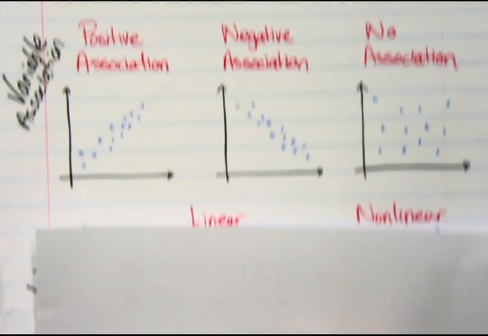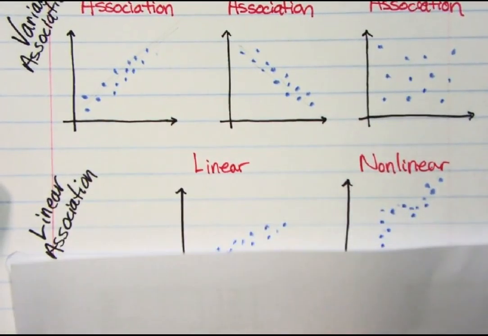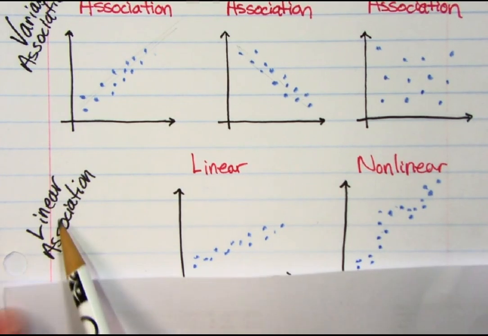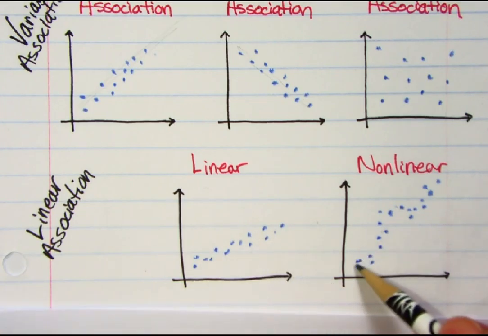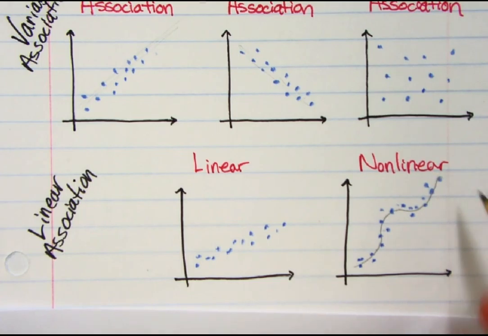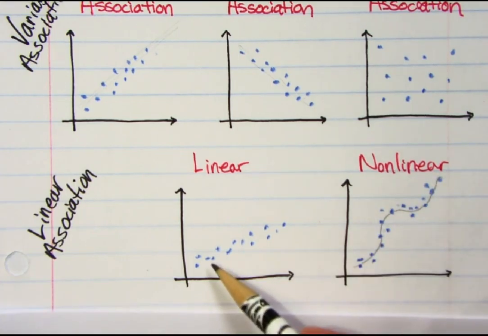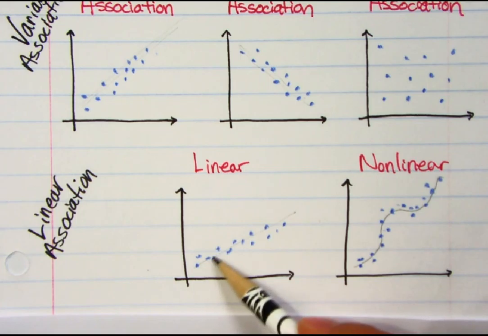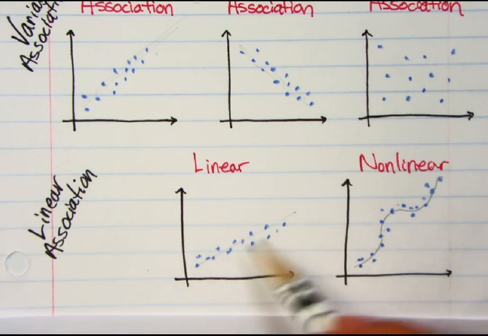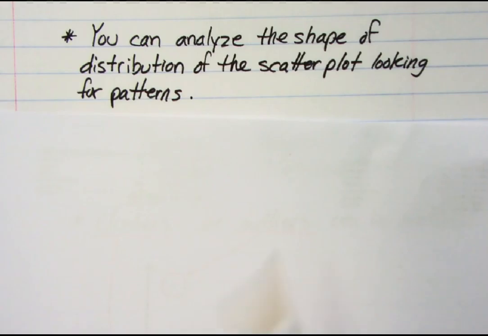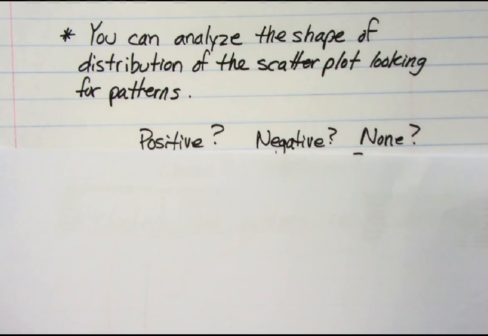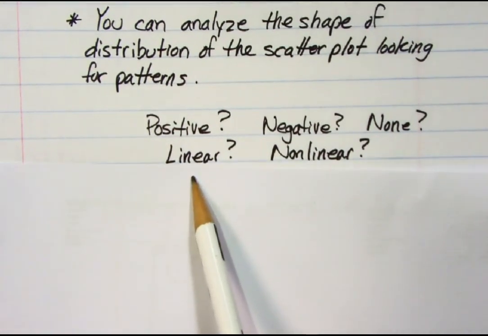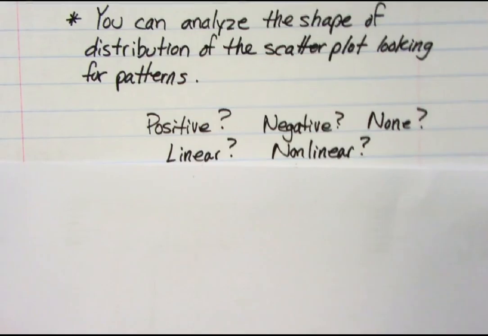And then the other 2 ways you can describe this is, do they have linear association? Are they linear? Does it kind of create a straight line? Or are they not linear? If you notice here, it's kind of all over the place. So no, it's not linear, versus yes, this is linear. They don't all have to touch the line, but they're starting to create a pattern that looks like a line. So you can analyze the shape of the distribution of a scatter plot by looking for patterns. Is it positive, negative, or none? Is it linear or not linear?